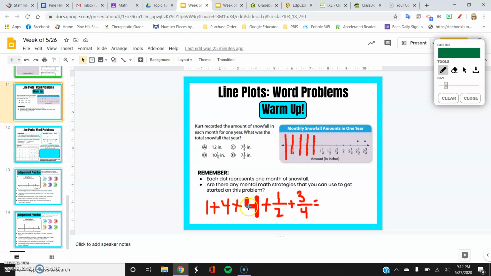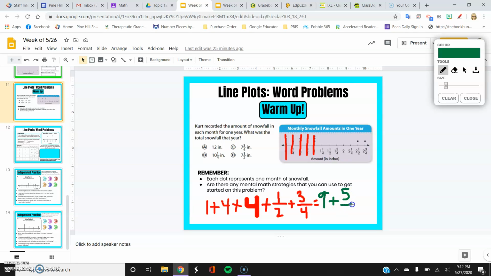So 1 plus 4 equals 9. So I have 9. I don't know where I'm going to write that, but here, 9. And then 1/2 and 3/4. Well, I can change 1/2 to have the same denominator as 3/4 by finding a common denominator. So 1/2 changed to a common denominator of 4 will give me 2/4. So I have 9, and then I have 3/4 plus 2/4, which is 5/4.